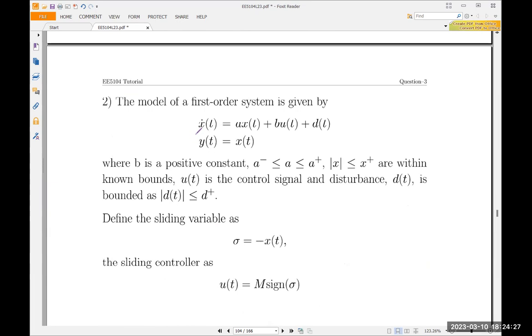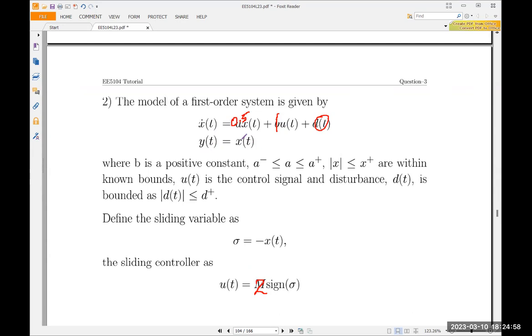It means that A is 0.5 over here. B is 1, D is 0. All right. And Y is equal to X. Then the question says M is 2. So this is 2. So now the question asks you to find Y analytically, which is the same as finding X.